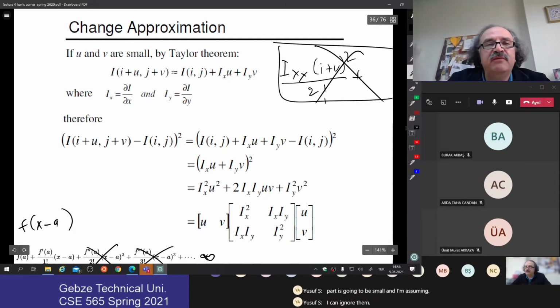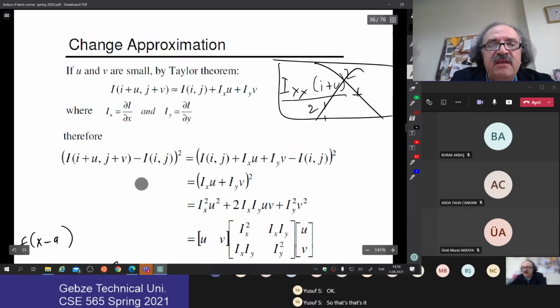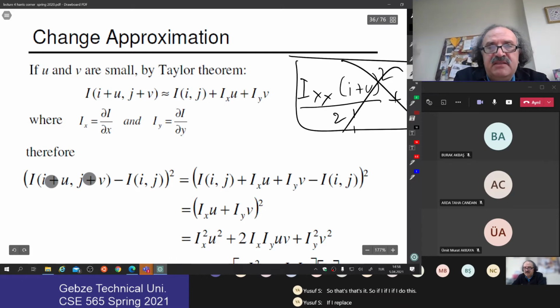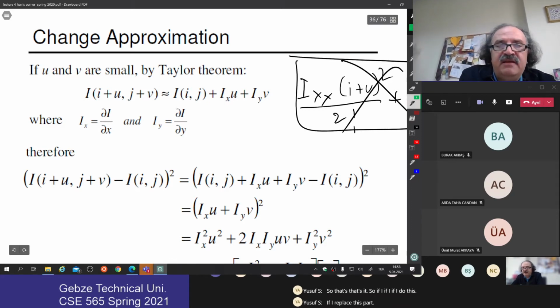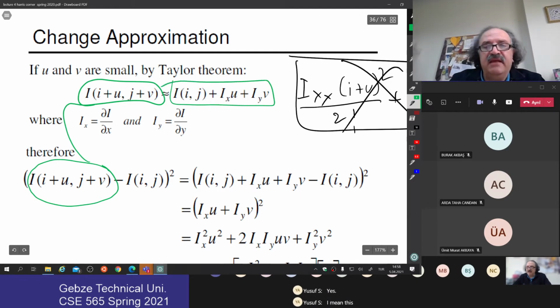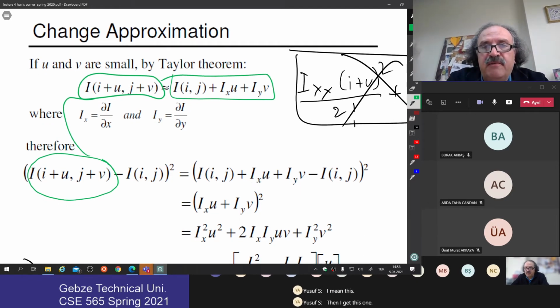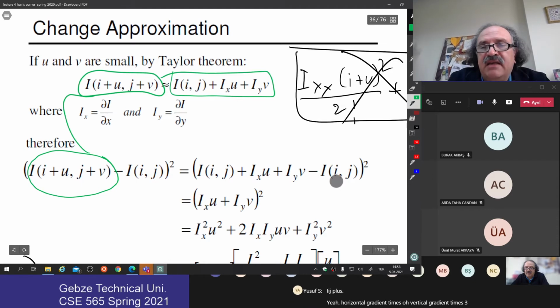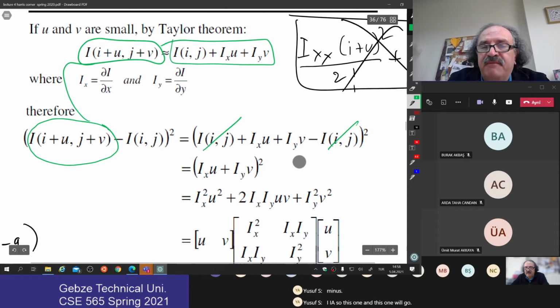Okay, so that's it. If I replace this part with this, then I get this one. So it is I(i,j) plus the horizontal gradient times u, plus the vertical gradient times v, minus I(i,j). So this one and this one will go. What I end up with is this one.